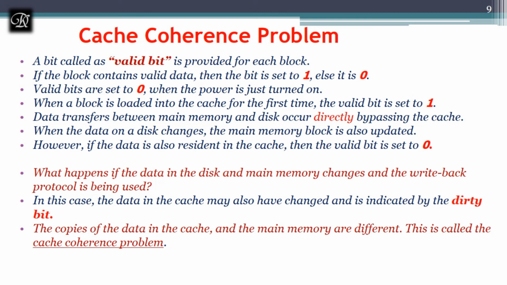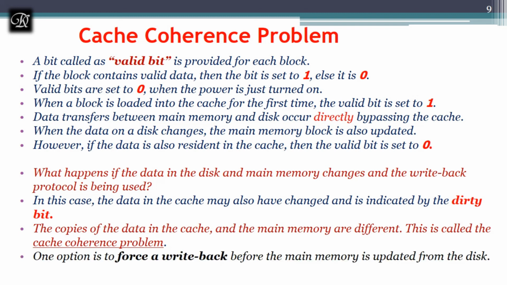Cache coherence is very simple. We are having data in the cache, we are having data in the RAM. So both are not having the same copy. The RAM is having an updated version, the cache is having a not updated version. This situation is called a cache coherence problem.